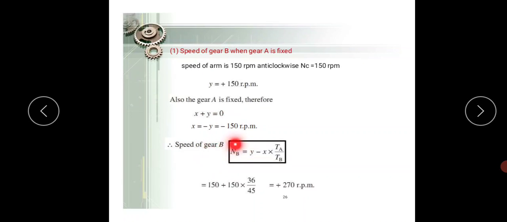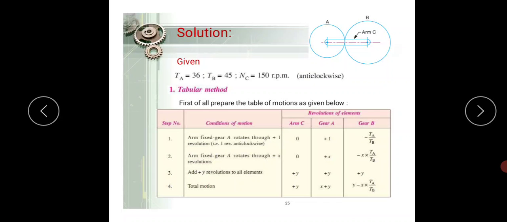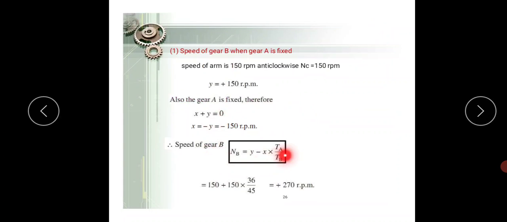The speed of gear B is Nb equals y minus x into Ta divided by Tb, from the table. Substitute all the values: y is 150 and x is minus 150. Minus and minus gives plus. The number of teeth on gear A is 36 and on gear B is 45. Simplifying this equation, we get the speed of gear B as 270 rpm.